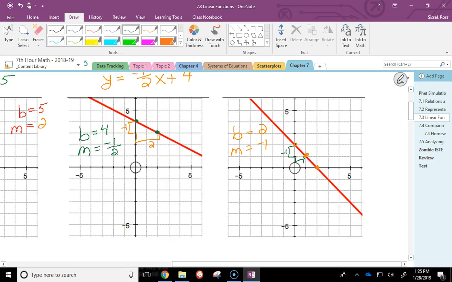So, writing this equation. Alright, what would be my equation, Blake? It'd be y equals negative 1x plus 2. Now, I didn't put the 1 in there. That's okay. If I don't put the 1, it means the same thing.